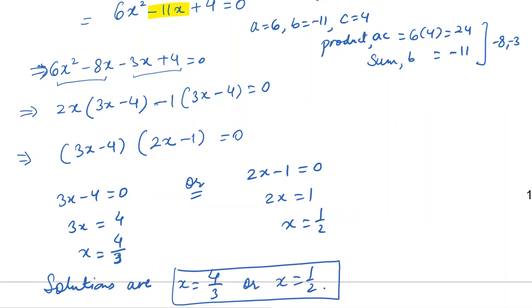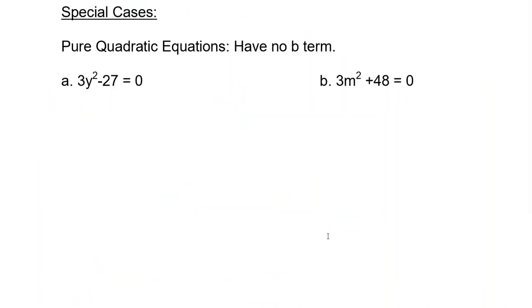And again, if you have extra time, you can always verify this. Next, we discuss some special cases. Sometimes you can have the pure quadratic, which are the quadratics which have no middle term, so they have no b term. For example, if you have 3y squared minus 27 equals 0, in this case, there are two ways you can approach this problem.